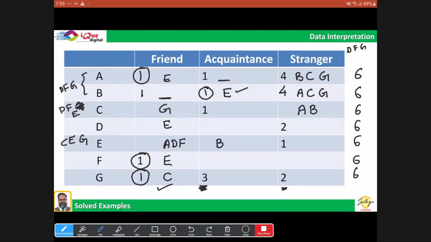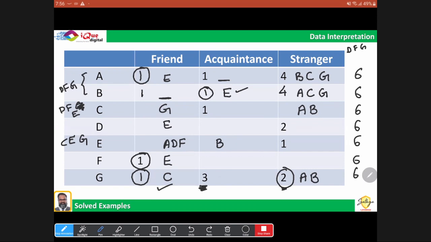G's friend is C, C's friend is G, and G has only one friend. So G cannot be a friend to B. That means G also cannot be an acquaintance. So G goes into the stranger category. So now, if A and G are strangers, then G and A are strangers. And if B and G are strangers, then G and B are also strangers. So I also have got two strangers for G. Right? So now I know the friends and the strangers for G.